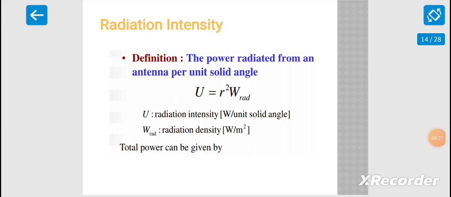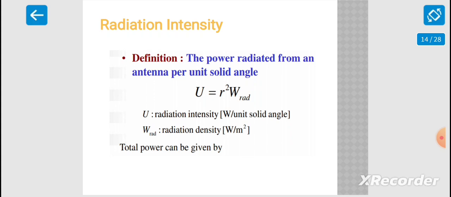Radiation intensity is denoted as U. It is the power radiated from an antenna per unit solid angle, that is, power divided by solid angle. The unit is watts per steradian. Steradian does not depend upon the distance.